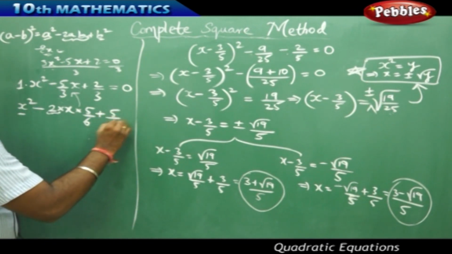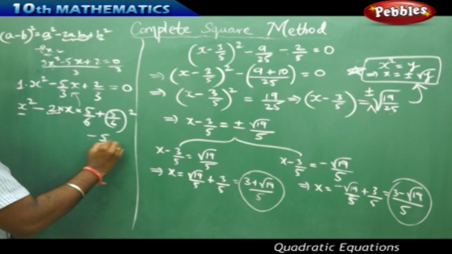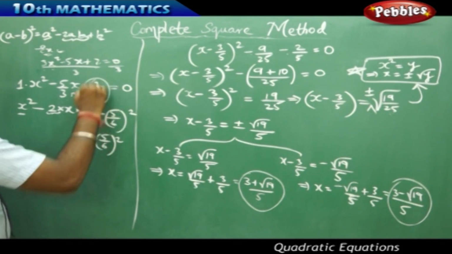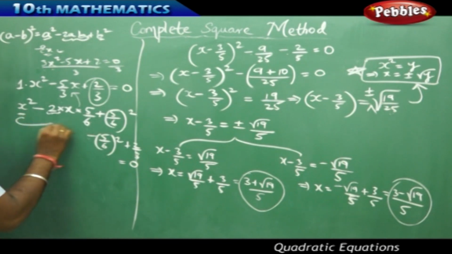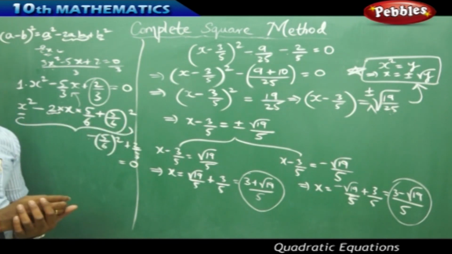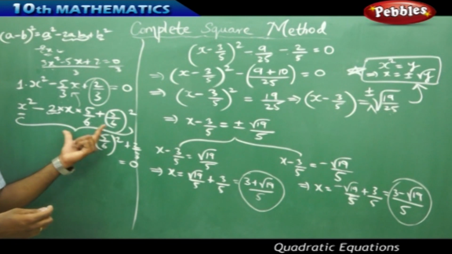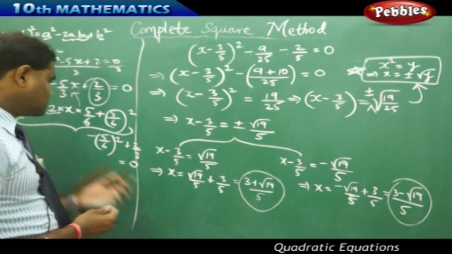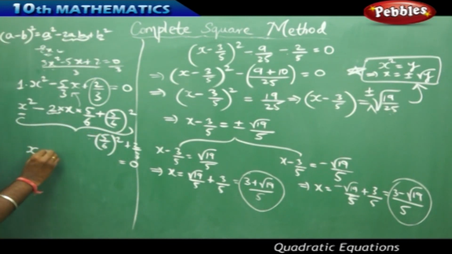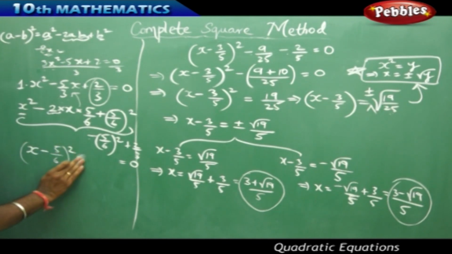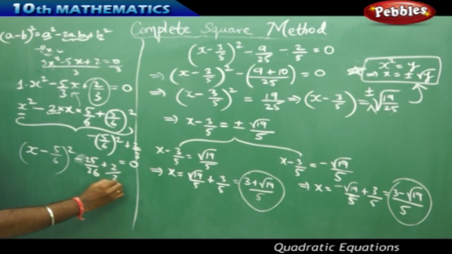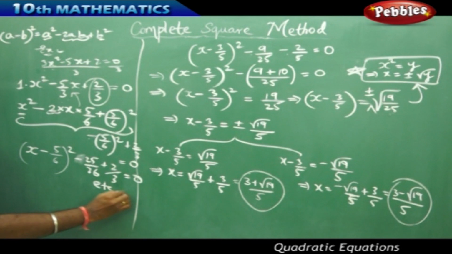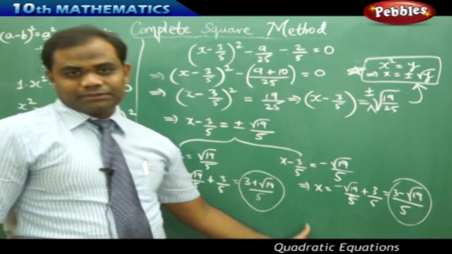So adding of b square and subtracting of b square with the original term 2 by 3 undisturbed will make this a perfect square, is how we understand the perfect square method. So in this case, this reduces to (x minus 5 over 6) whole square, and then this reduces to minus 25 over 36 plus 2 over 3 equal to 0, and thus we proceed as we have done here.